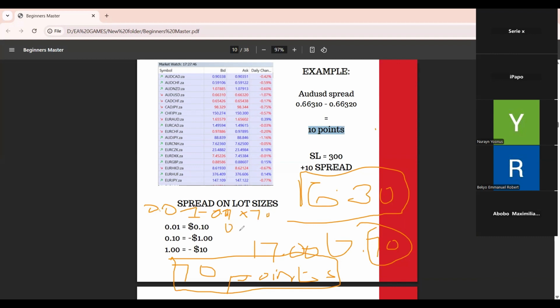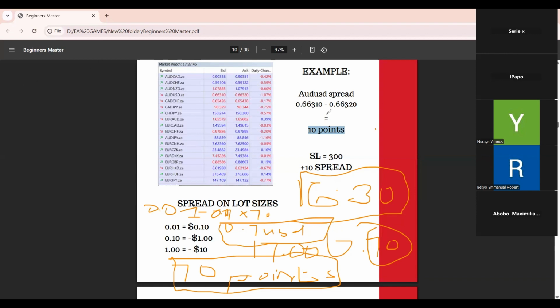And that's 0.7 USD. So that means for every 70 points move, you're losing this amount as spread. So spread is also counted into your drawdown. That's what you're trying to say here. It's also counted into your drawdown.